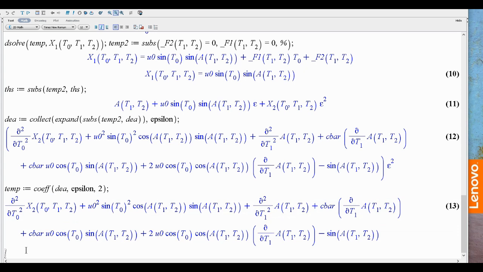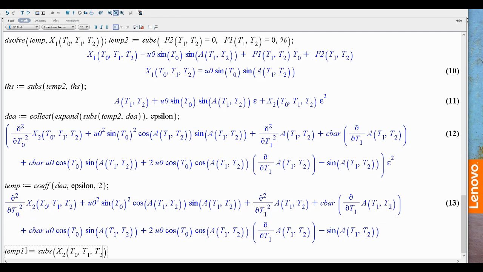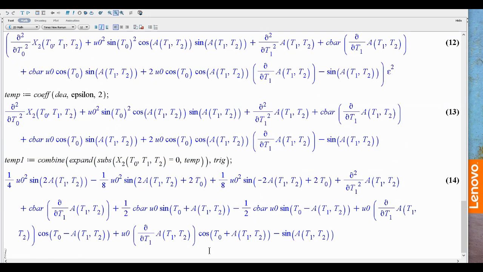So we'll come here and say temp1 is equal to substitute that thing equals 0 in temp, and we will expand that out, and we will do combined trig on that so that we can see a little more clearly. You see, this part does not have a non-zero average. Sorry, this part has a non-zero average. It is not oscillating. This part oscillates, it has a zero average. This part oscillates, it has a zero average. This part oscillates, it has a zero average.